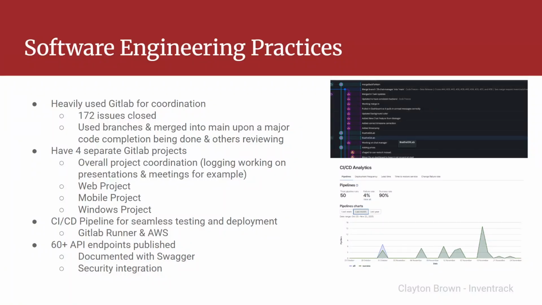For our software engineering practices, we use GitLab for our coordination, and we created 4 GitLab projects to help organize our project together. Additionally, we had a CI/CD pipeline to help deploy changes made on our main branch and publish them directly onto our AWS server. As mentioned before, we also had many API endpoints published using Swagger, as well as implemented security systems onto our Swagger to ensure unauthorized use could not be done.